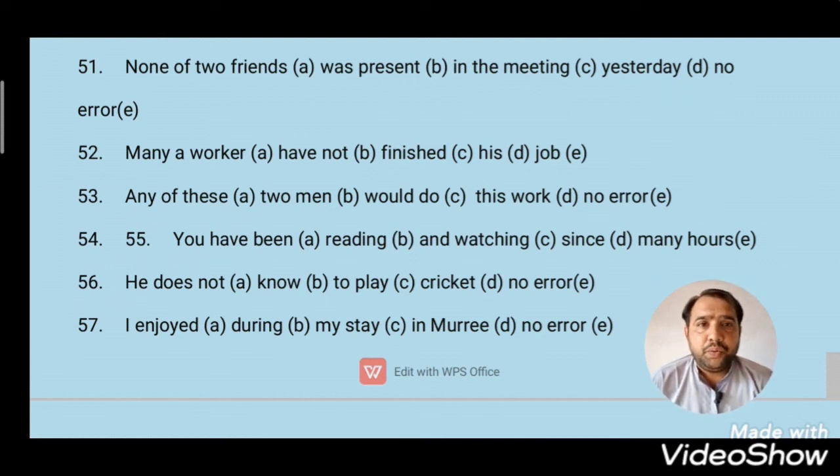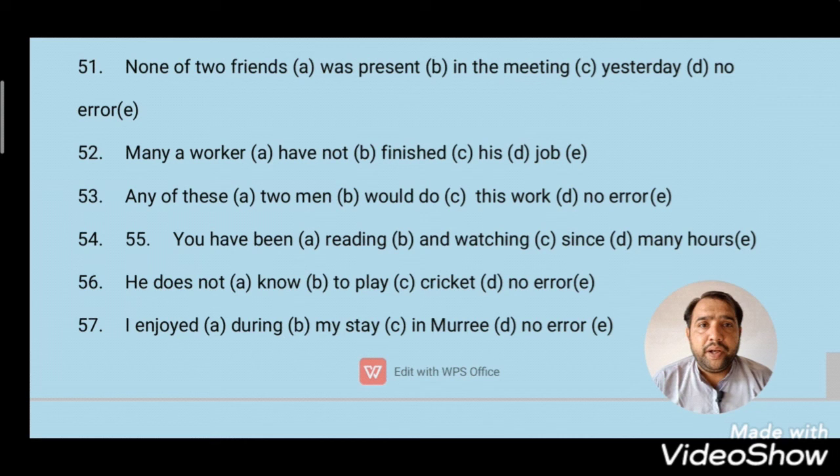According to number 52, many a worker have not finished his job. There is a structure, guys. There is an essential point which you have to remember, that if we are going to make our sentence with many a, then after many a, we have to place a singular noun. Here it becomes many a worker, not many a workers. But when you are going to make such structure with many a, you have to add a singular verb. Many a worker has not finished his job.